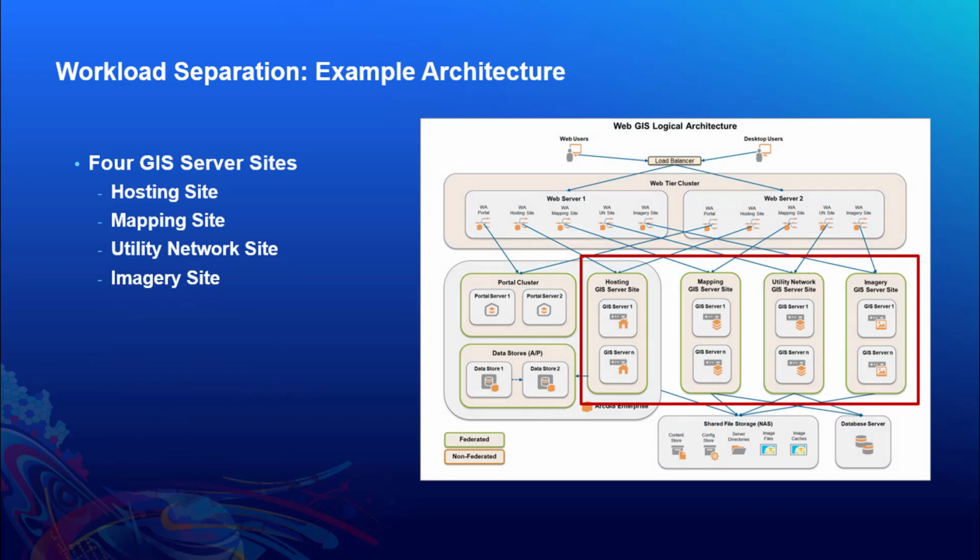So an example architecture, using workload separation to build on the base deployment, we can see how this starts to look like an actual deployment. In this example, hosted, map, utility network, and image services have been deployed onto their own GIS server sites. This architecture is also built with high availability in mind, therefore each GIS server site is scaled with 2 servers at a minimum. This architecture also has a distinct web tier where we have deployed all of the web adapters.